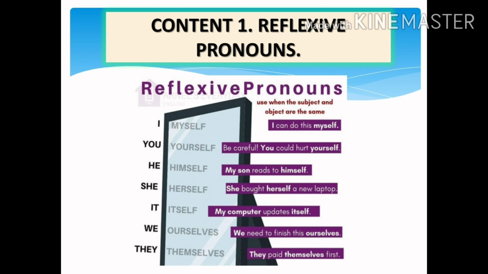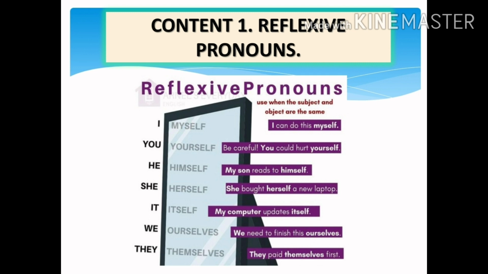And according to these subjects, each subject has a reflexive pronoun. What is the reflexive pronoun for I? Myself. That means in Spanish, mí mismo o mí misma. Then we have you. What is the reflexive pronoun? Yourself. He, the reflexive pronoun is himself. She, herself. It, itself. We, ourselves. And the last one is they, the reflexive pronoun, themselves.